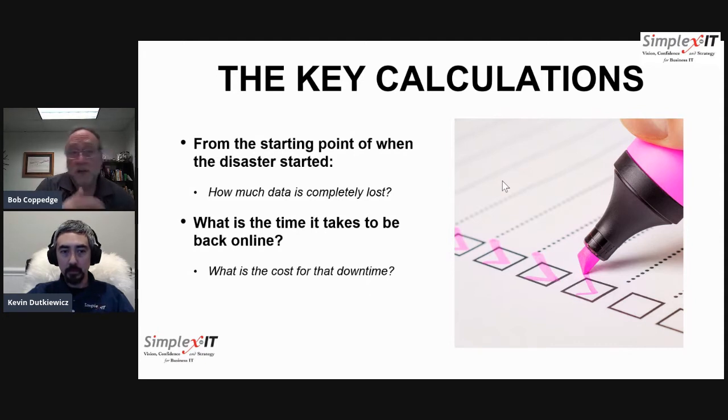Okay, data recovery time. And then the second is, how long does it take for us to get back online? Those are the two numbers that are the simplest to have discussions about.